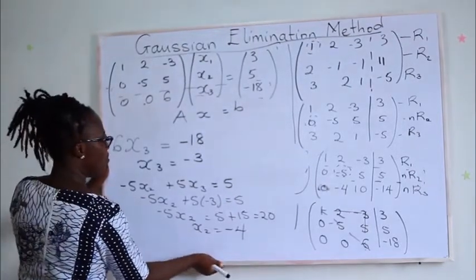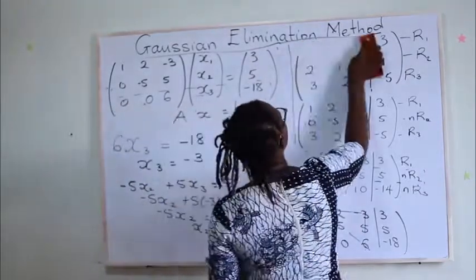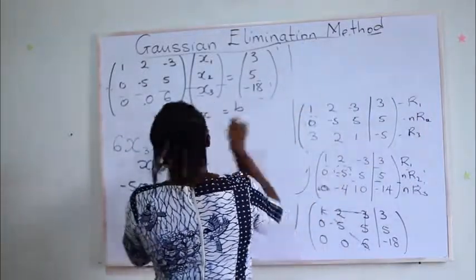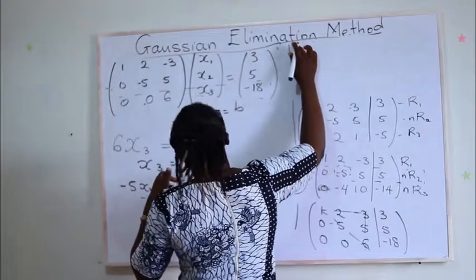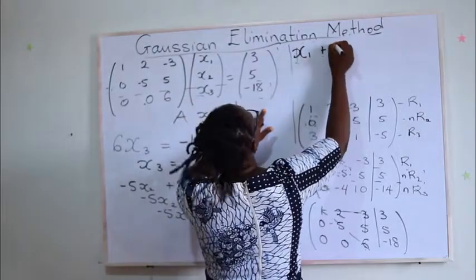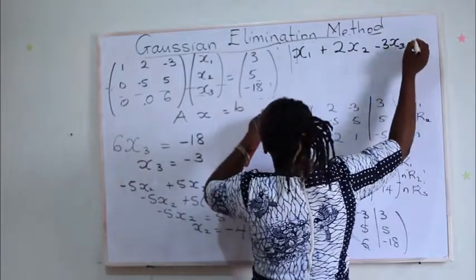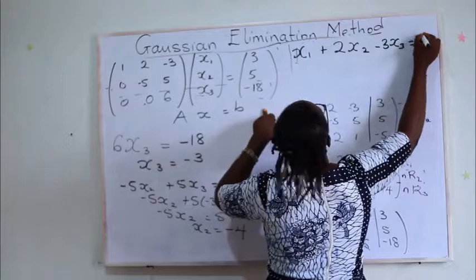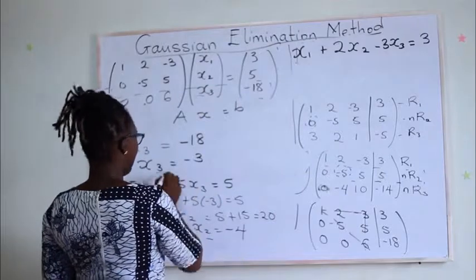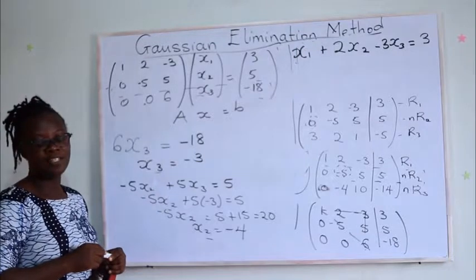Then let's write for equation 1, for the first row. For equation 1, you realize that I have 1x1, which is still x1, plus 2x2 minus 3x3 to be equal to 3. You know the values of x2 and x3. So you do the substitution. Pause the video and let's see what you get.